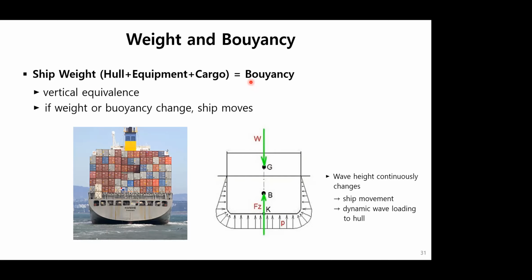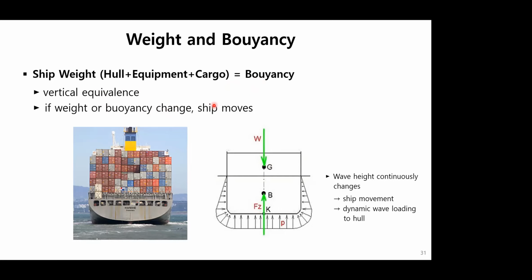Ships float on the water because weight is equal to buoyancy, and it reaches vertical equivalence. Therefore, if weight or buoyancy change, the ship comes to move to make another equivalence.